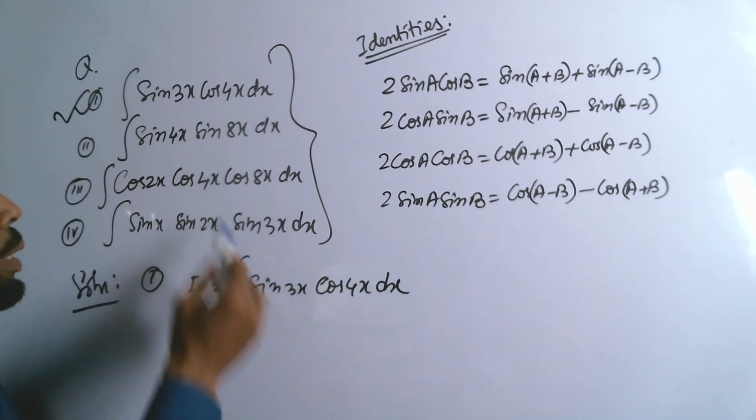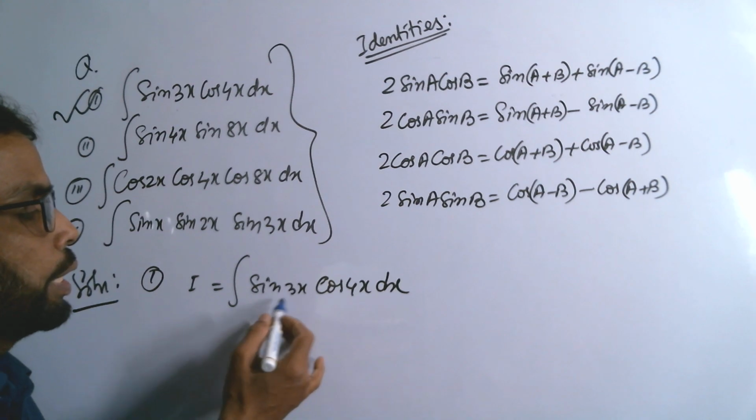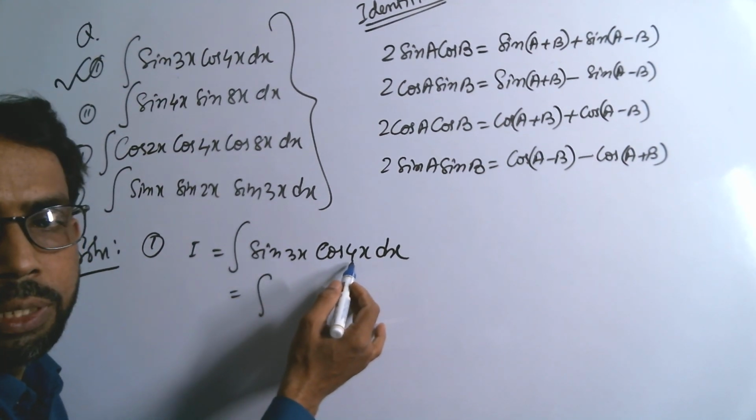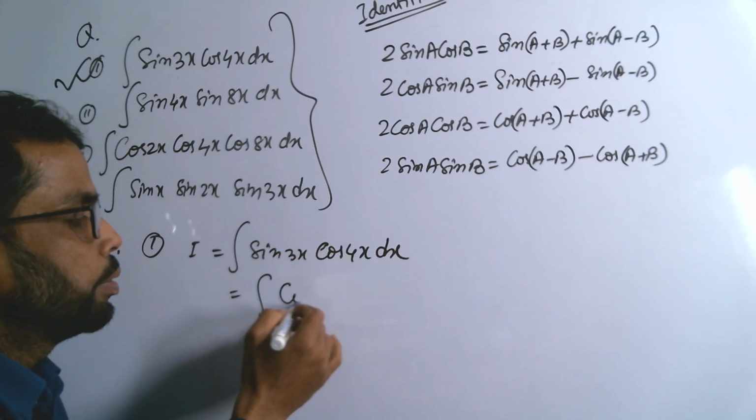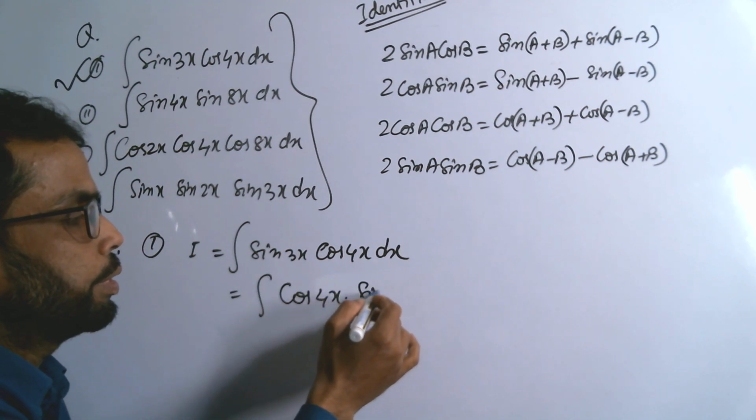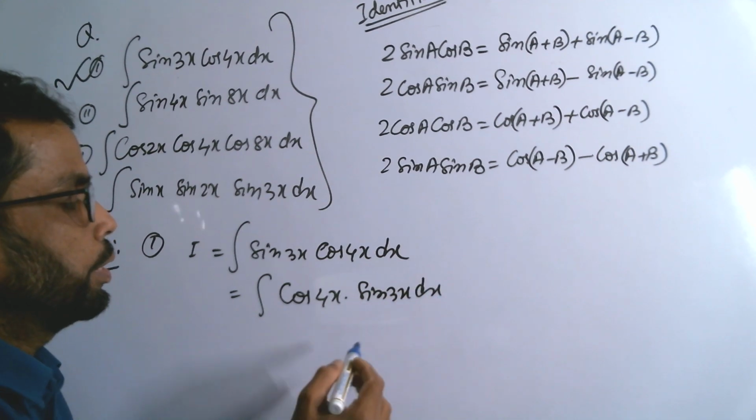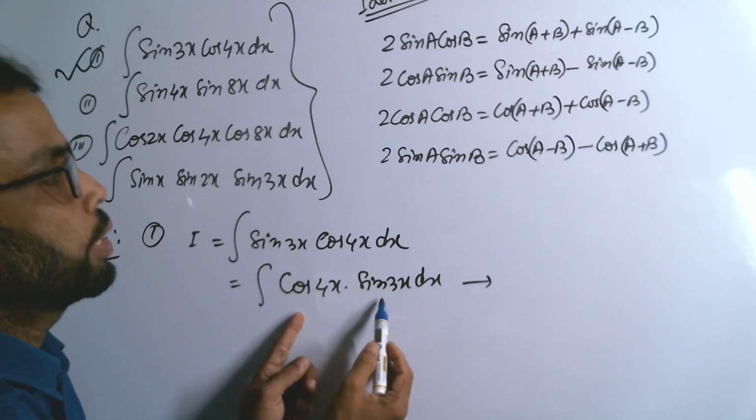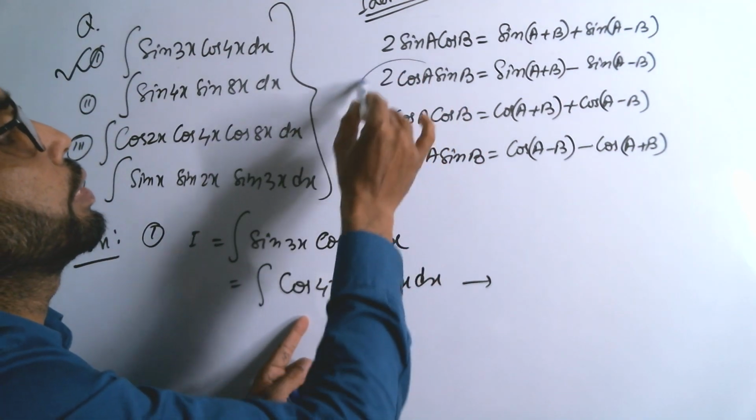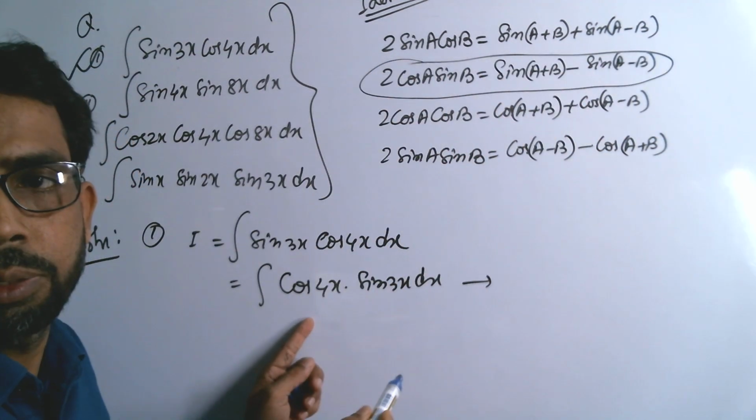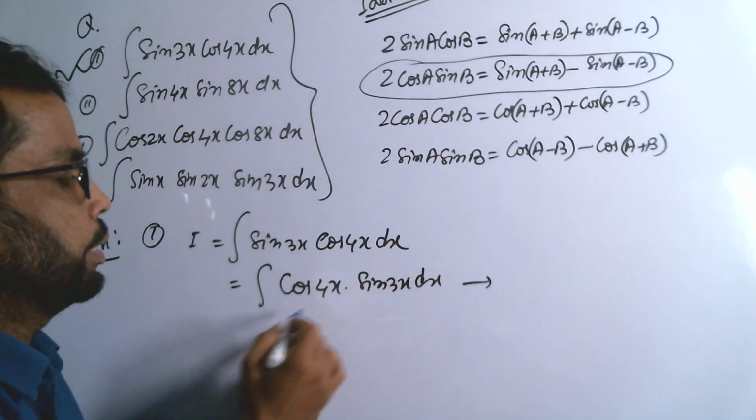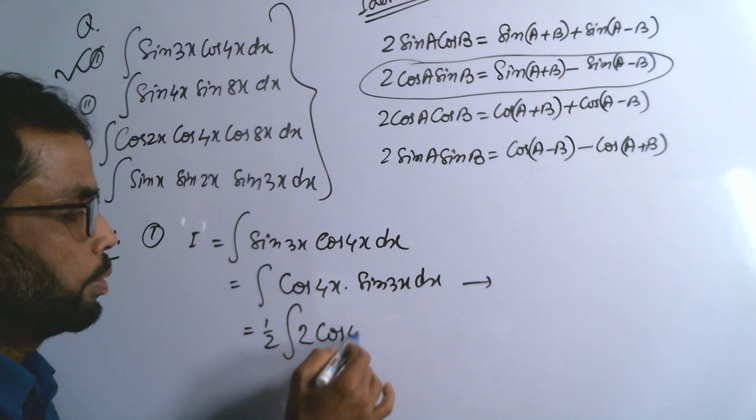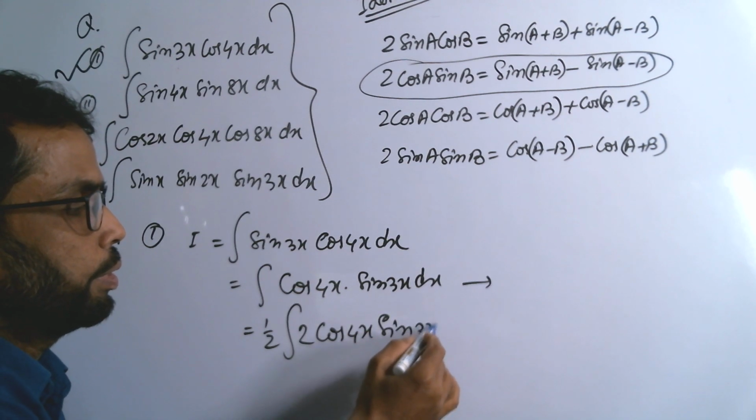Now we are integrating the first question. It is sine 3x cos 4x. For convenience, you can take the bigger angle first, so we can interchange it: cos 4x sine 3x dx. Now it is a cos sine product, so we have to use the second identity. Now we need 2 there, so we divide by 2 and multiply by 2: cos 4x sine 3x dx.